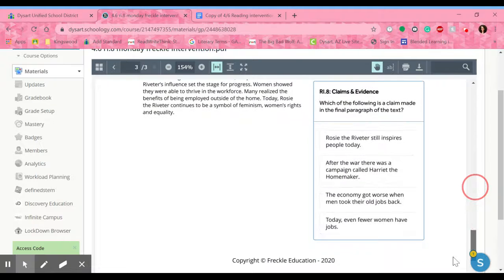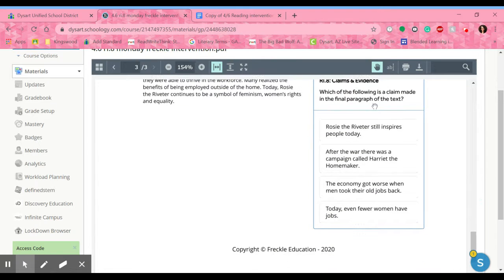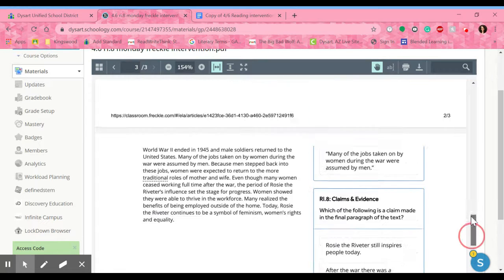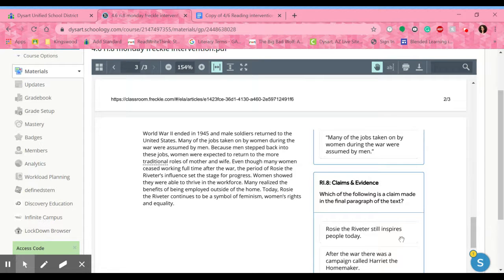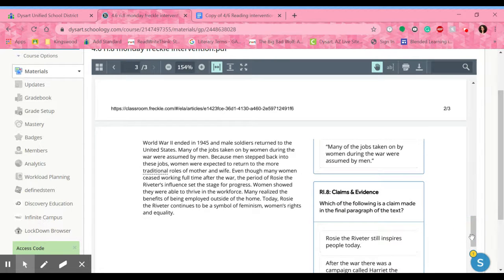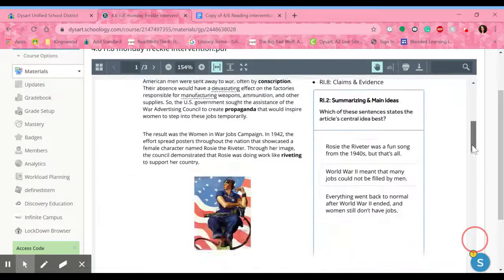Our last question is, which of the following is a claim made in the final paragraph? Meaning you have that checkpoint. You can go back and say, I don't want to read that whole paragraph again, let me check my checkpoint and see which one of these is a claim made in the very last paragraph. So you're going to go through and answer those questions.